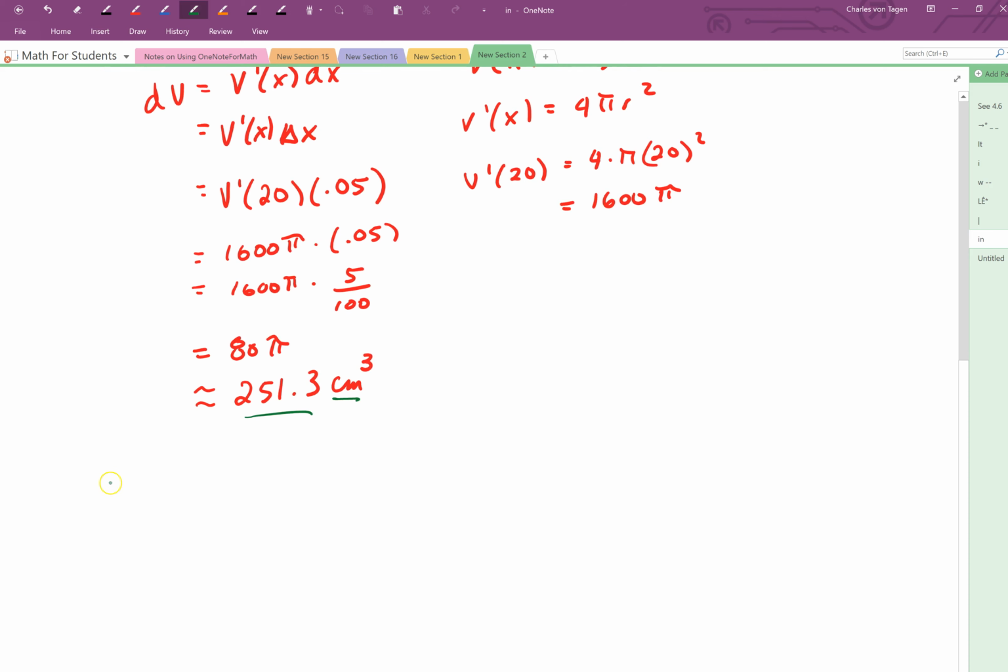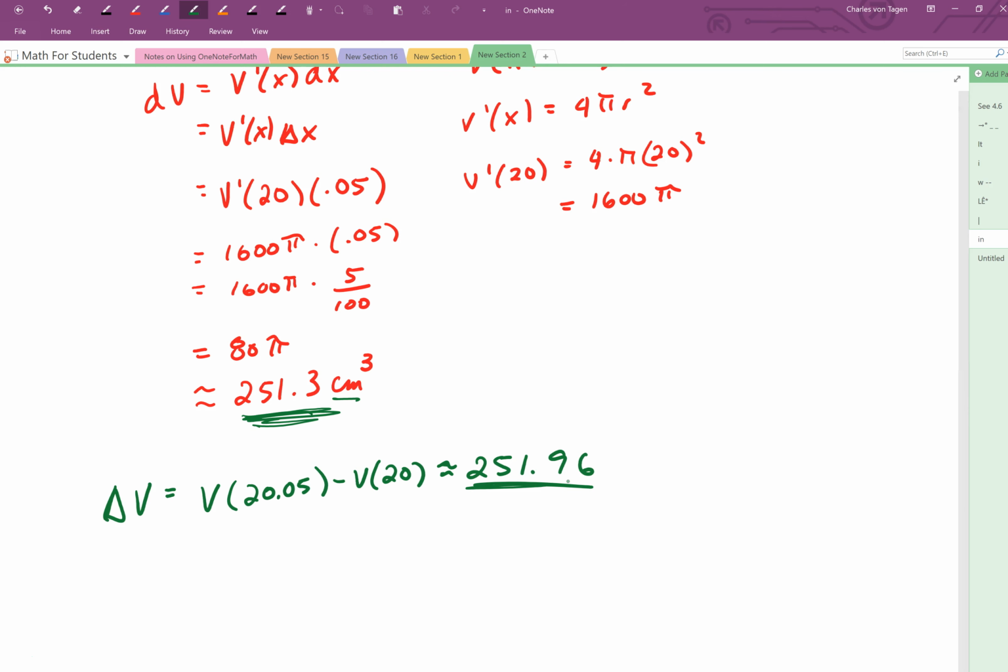Just so you know, if you actually calculate delta V, which means you plug 20.05 into the volume formula for a sphere and subtract from it the volume at 20, you get approximately 251.96. You see that our linearization is very, very close to the true answer, accurate within 0.6 centimeters cubed, which isn't too bad.